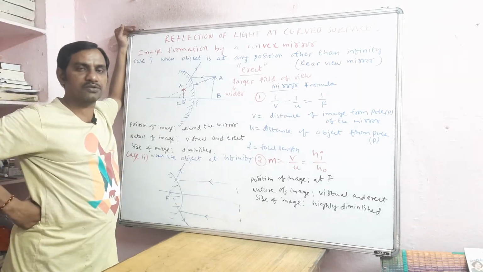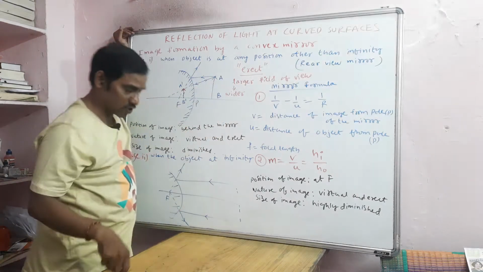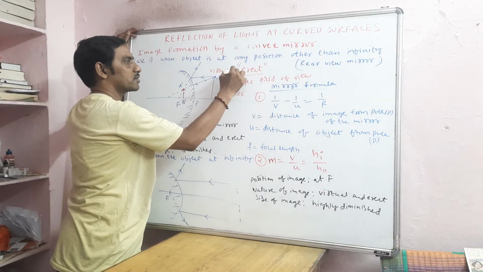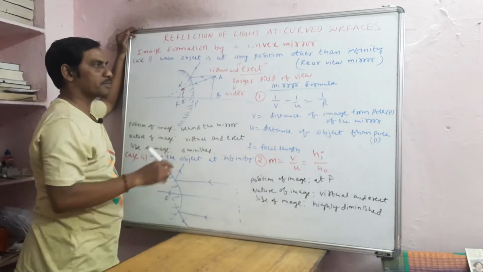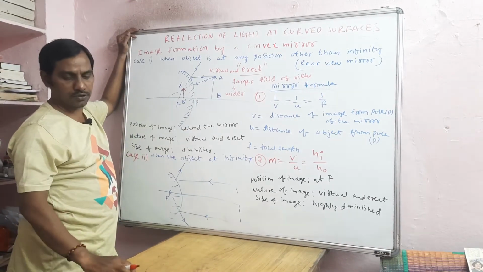Why a convex mirror is used as a rear view mirror means because a virtual erect image is formed. Of course virtual, if you want, you can write virtual also as an additional word, virtual and erect. Okay, but erect is more important, and then larger field of view. So these are the two words you are supposed to write.